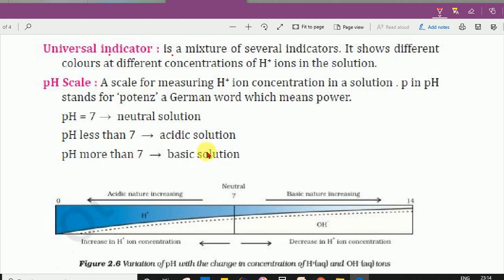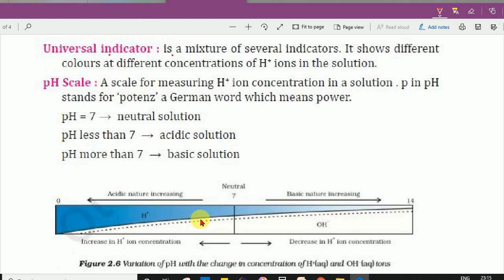The pH scale is used for measuring H ions in the solution. This is the pH scale definition, and P in pH stands for potenz, and potenz in German means power. This means that the concentration of H ions will be known to us from this scale, and OH ions also can be identified.